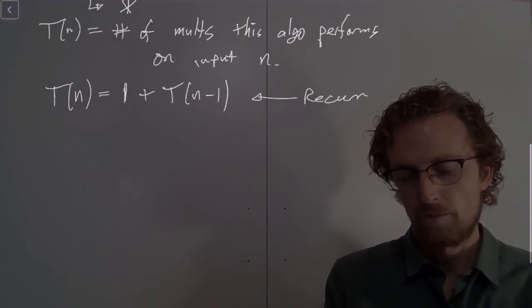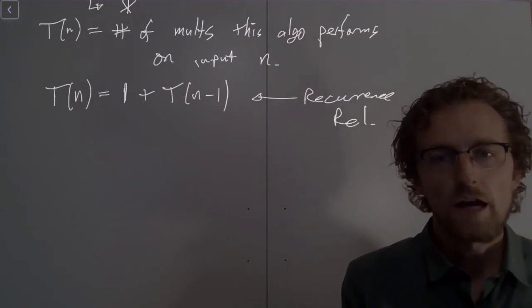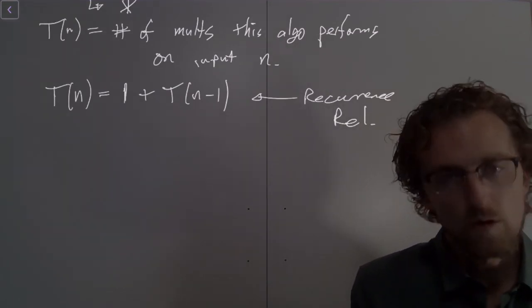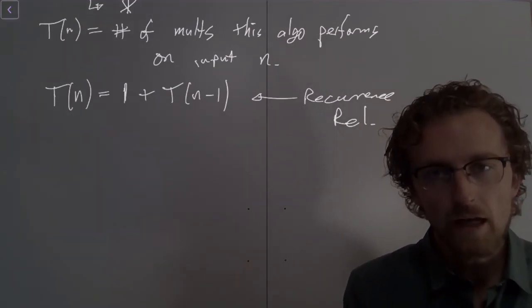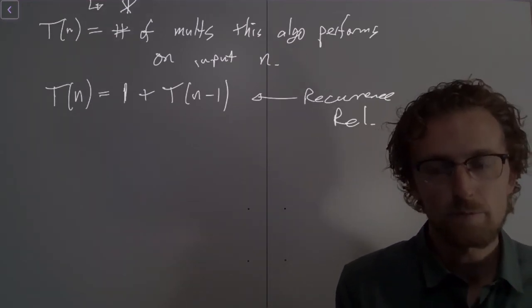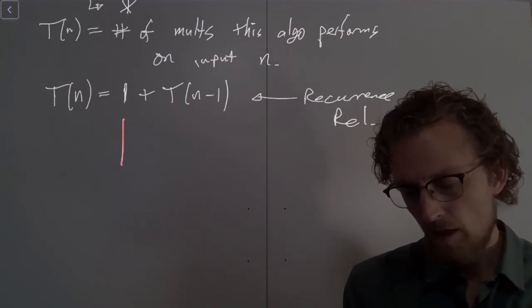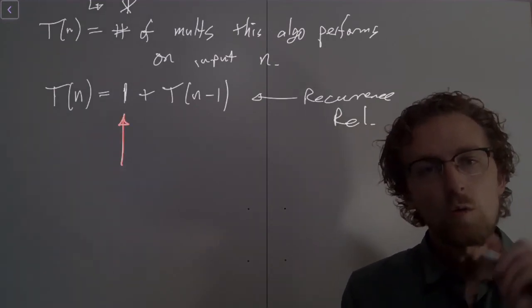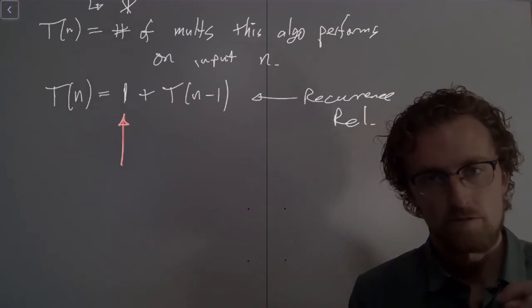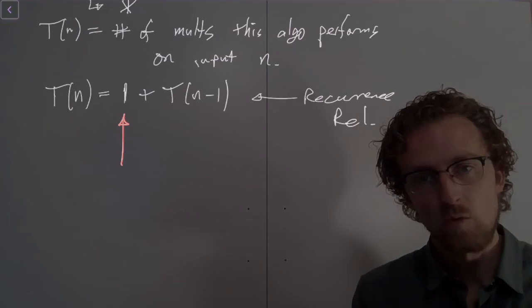Okay, so this thing here is called a recurrence relation. We're going to get really comfortable with analyzing these things, but let me make sure that it's absolutely clear what this is capturing. What this captures is the following. This says we will always have at least one multiplication when we run this code. Certainly at least one multiplication.